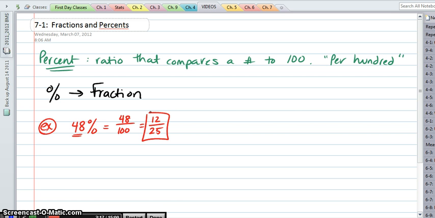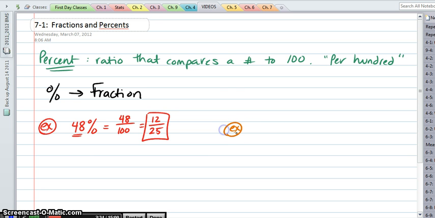Please note that these are all equal amounts. They are just different ways to represent the same thing. So 48%. Maybe you were taking a quiz and you got a 12 out of 25. 12 out of 25 happens to be a 48%. So better luck next time.